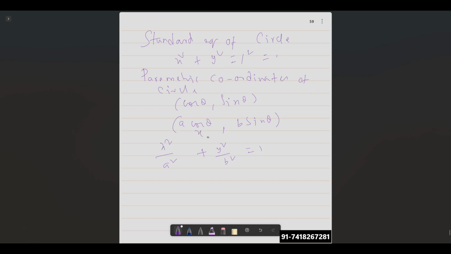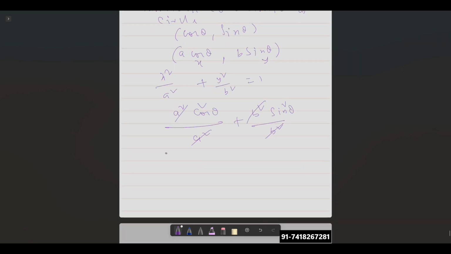If you substitute this as x and y, what will happen? a square cos square theta divided by a square plus b square sin square theta divided by b square. So b square cancels, a square cancels, and you have sin square theta plus cos square theta, which is nothing but 1. So this is LHS, this is your RHS. Since RHS equal to LHS, proved.